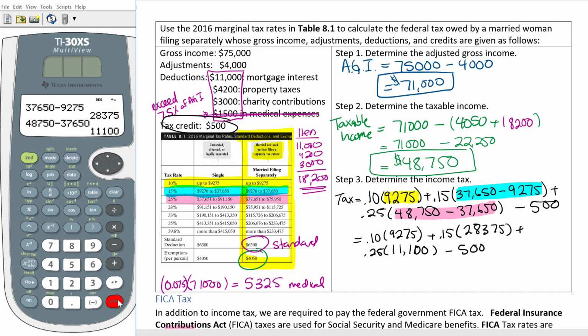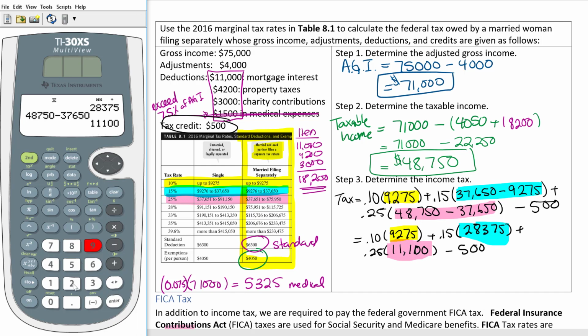minus the tax credit. If I add up my highlighted values in yellow, blue, and pink, I should get my total taxable income. Each of these groups needs to add up to the taxable income, because I don't ever want to double tax myself in the 10% category and also in the 15% category. So if I add all those up, I should get the taxable income, which is $48,750. So it looks like I did this perfectly. Now I actually have to evaluate it.